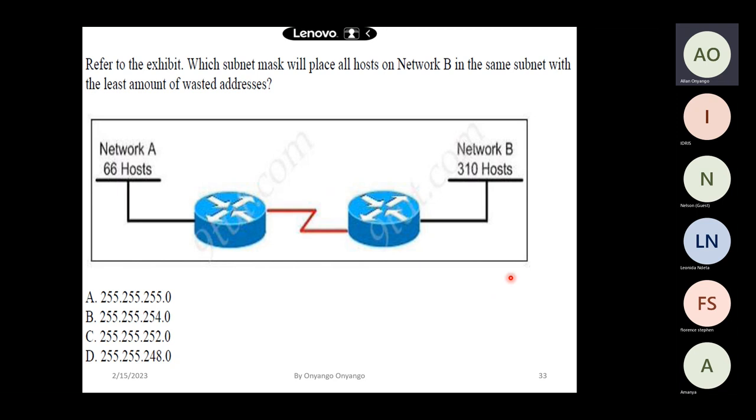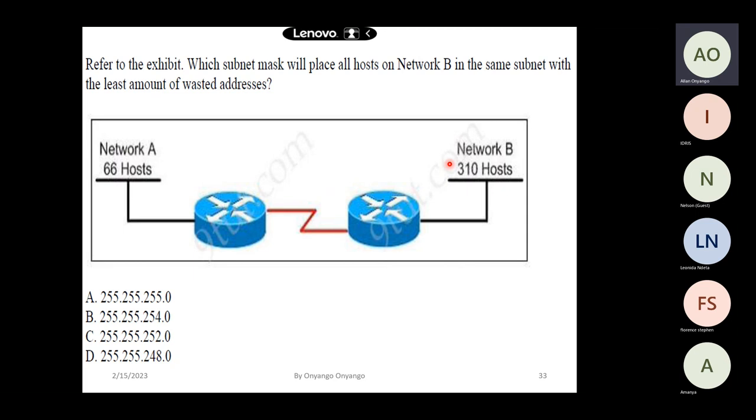This question is asking, which subnet mask will place all hosts on network B in the subnet with the least amount of wasted addresses, VLSM? So we have network A, which has 66 hosts. Network B has 310 hosts. So what will place people in network B in the same subnet? Very simple. And I'm going to need answers from you.